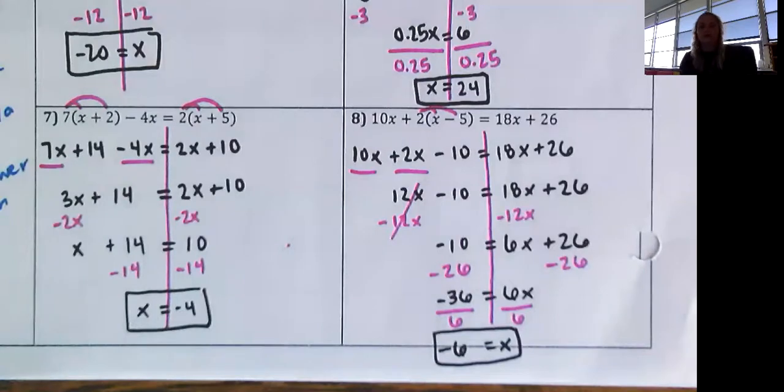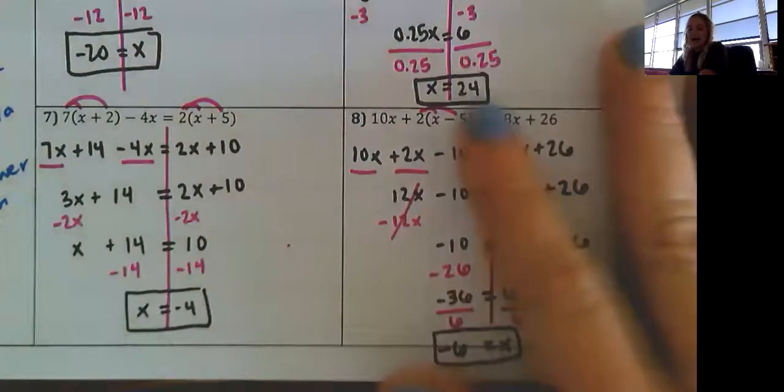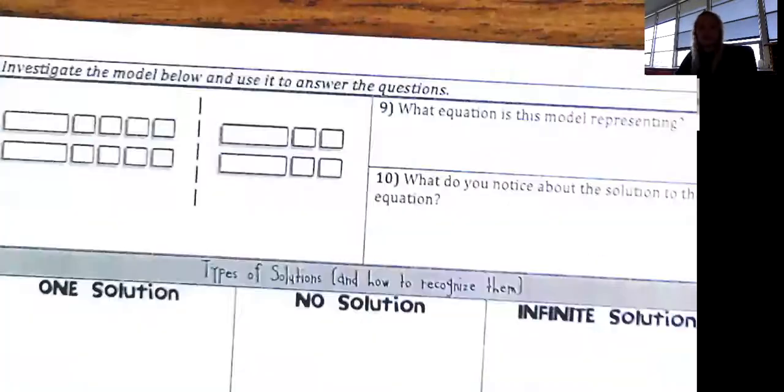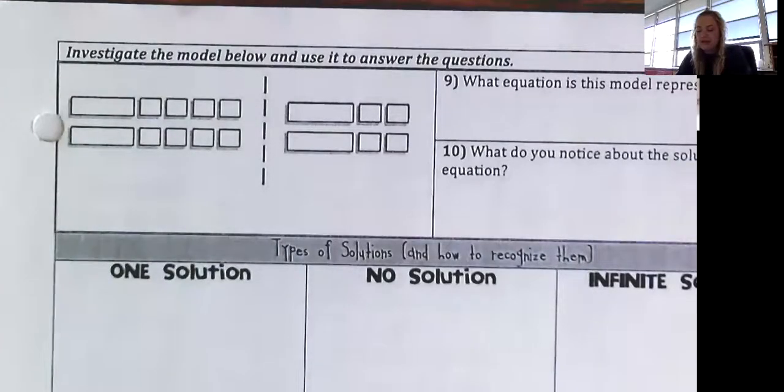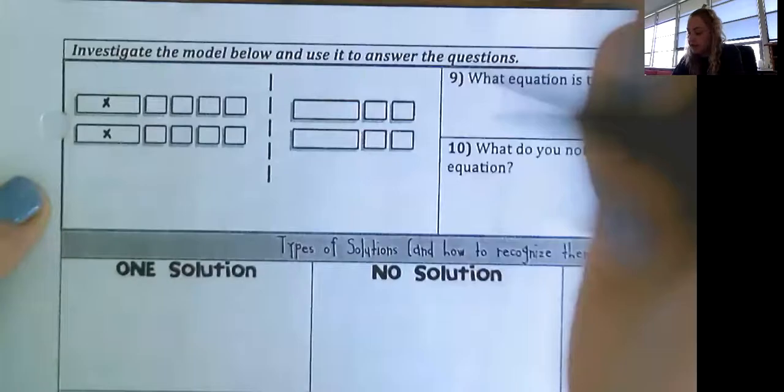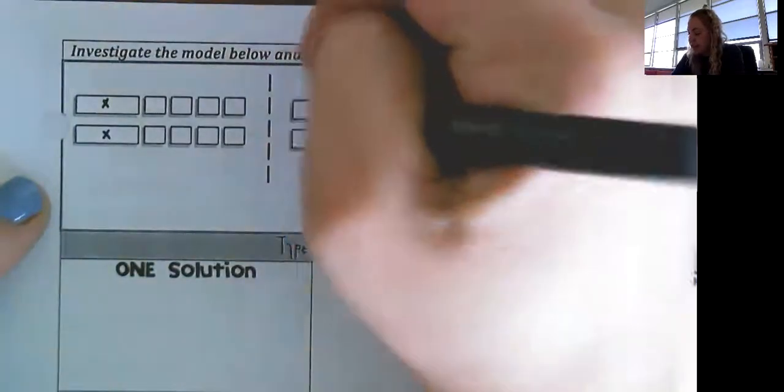All right. Now we are going to transition to the back page of this because I want to show you another example where I am going to use a model. In this model, I've got the x's that we talked about on the other page, and I've got all those ones. And I've got x's and all those ones.